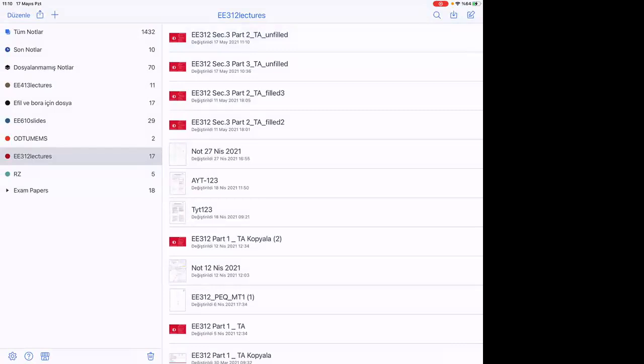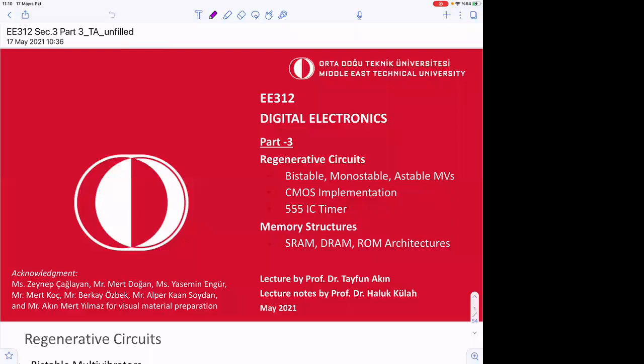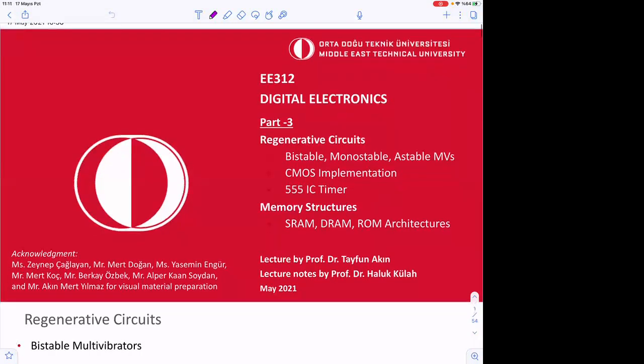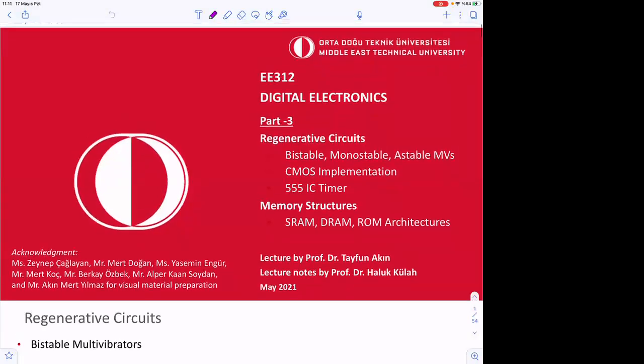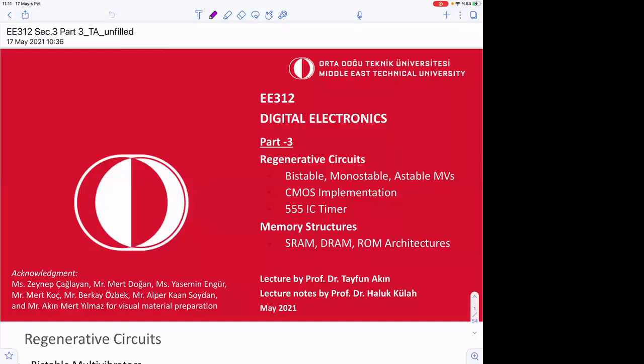Next subject is this one. I uploaded the slides also. We finished logic types, TTL kind of logic, NMOS logic, CMOS logic, but there are other types of circuit elements that are used in logic design.